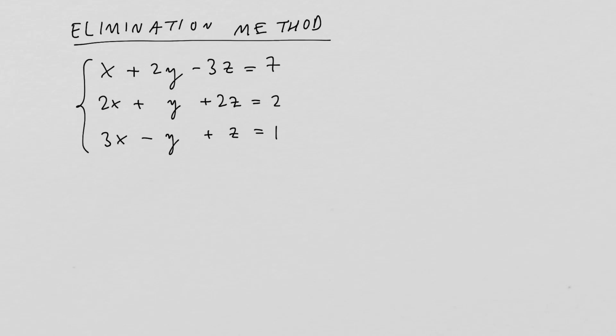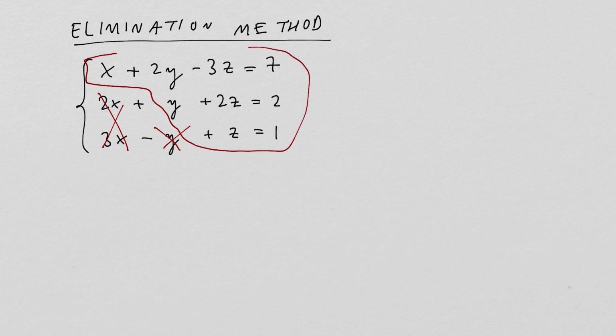For those of you who are very interested about the elimination method, let's have an example. In the elimination method, we plan to remove these x's and then to remove this y from here. And the equation will be in a triangle form, and we will know what z is.